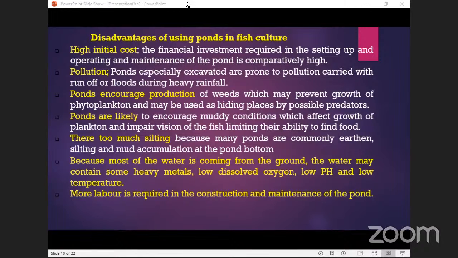And then the last point says, more labor is required in construction and maintenance of the pond. You have to keep on changing the water. You have to keep on monitoring the progress of the pond. And that becomes expensive and costly.